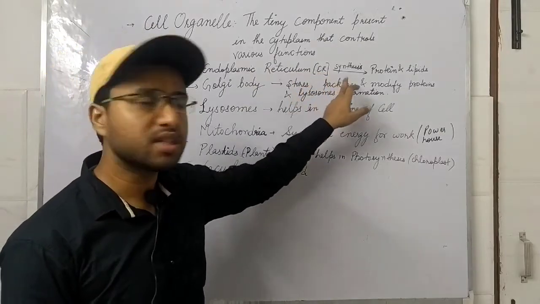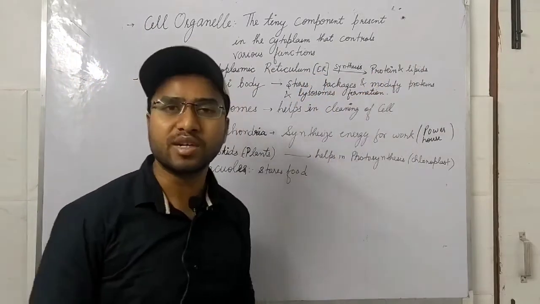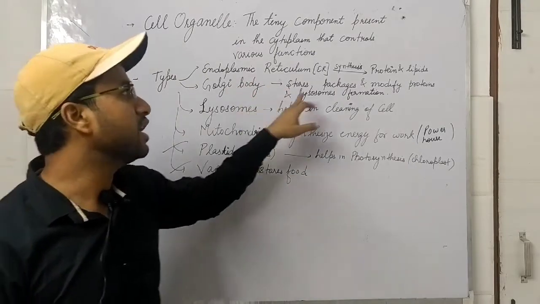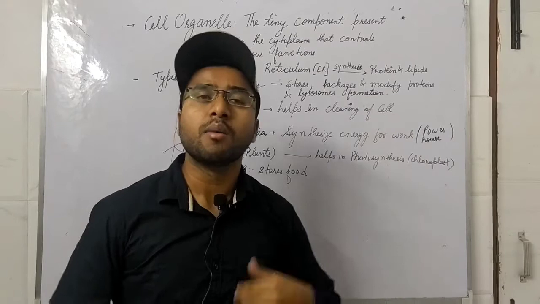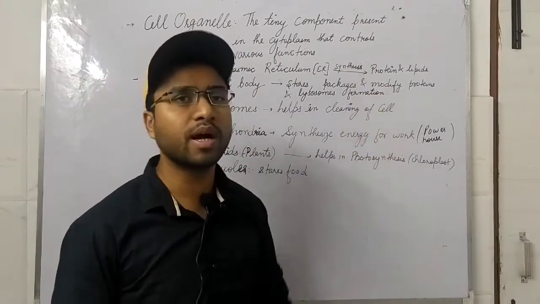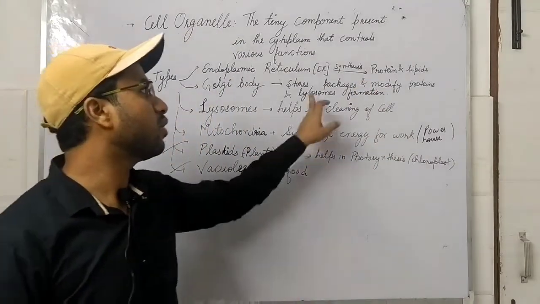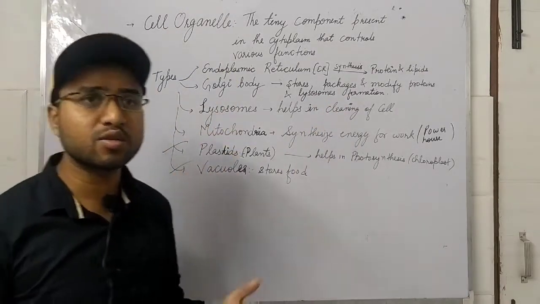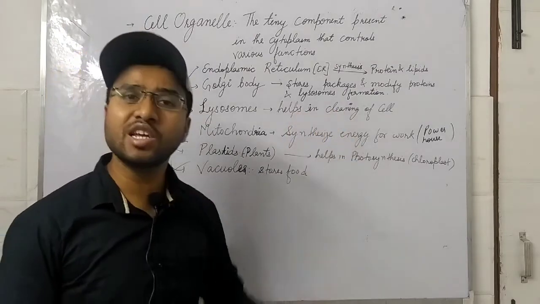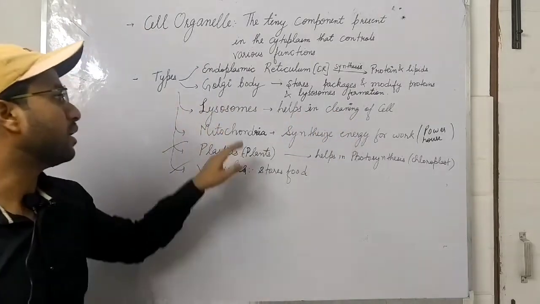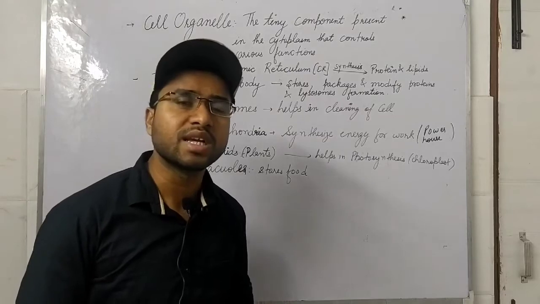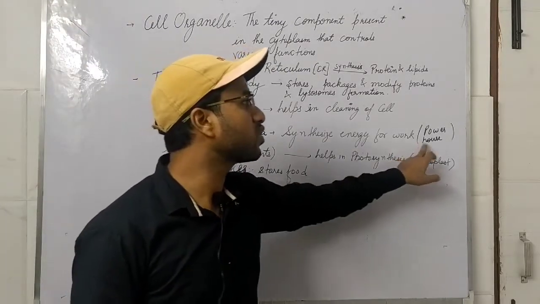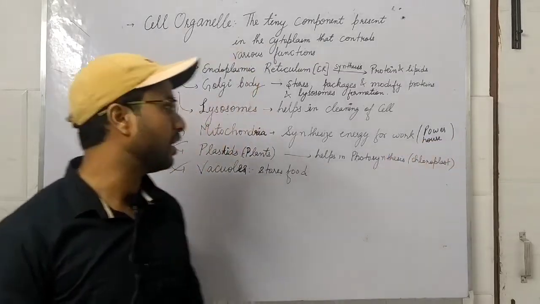Endoplasmic reticulum, what does it do? It synthesizes protein and lipid. That means it makes protein and lipids. And what does Golgi body do? It stores, packages and modifies the protein made by ER, right? And also it helps in the formation of lysosomes. And what does lysosomes do? It helps in the cleaning of the cell, right? And mitochondria, it makes energy which is required to do various work. So therefore it is called powerhouse of the cell.